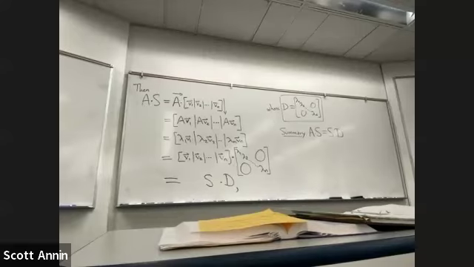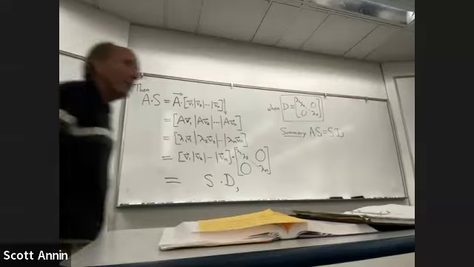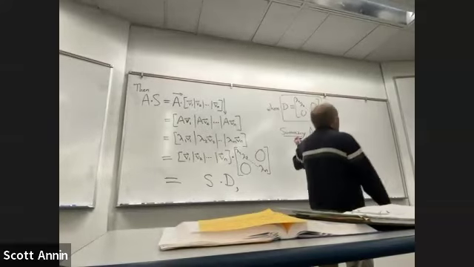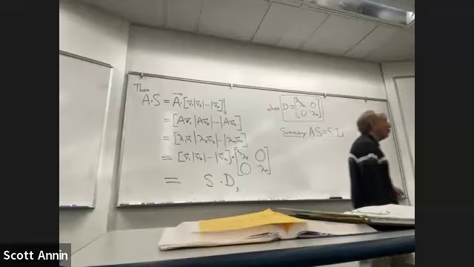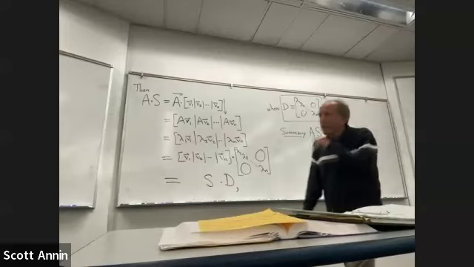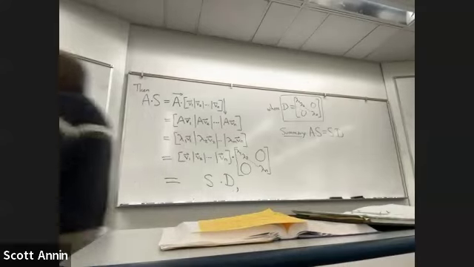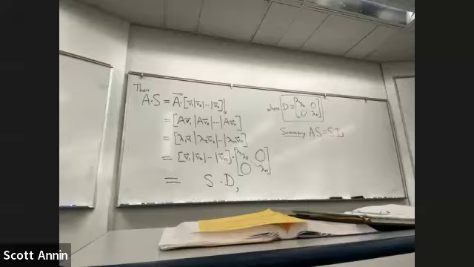I still haven't really convinced you that this is a cool thing or that this is a big deal. Okay, so what? A times S equals S times D. Who cares, right? Who cares? Well, I actually want to make one more comment about S over here. These columns are consisting of the eigenvectors. And these eigenvectors are linearly independent.